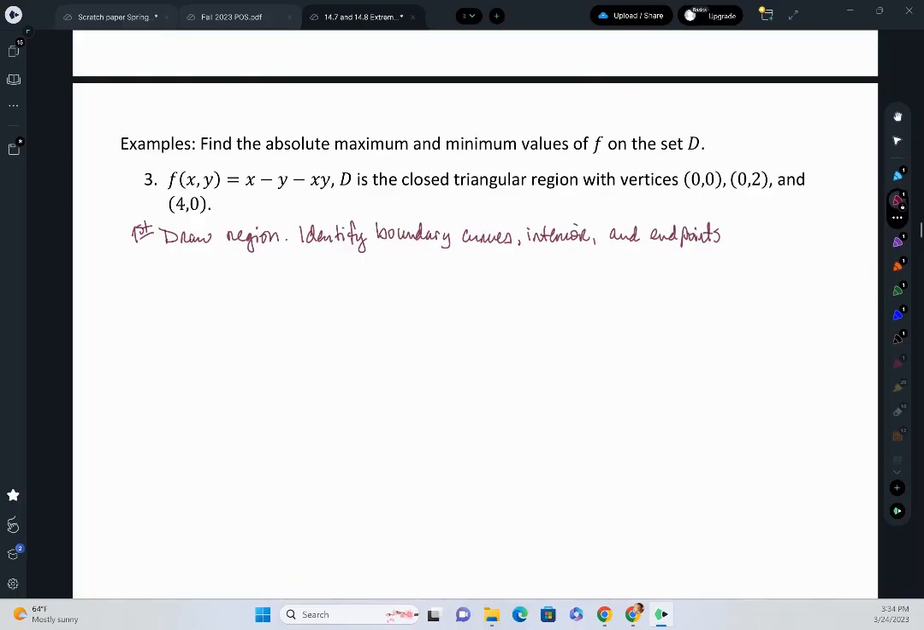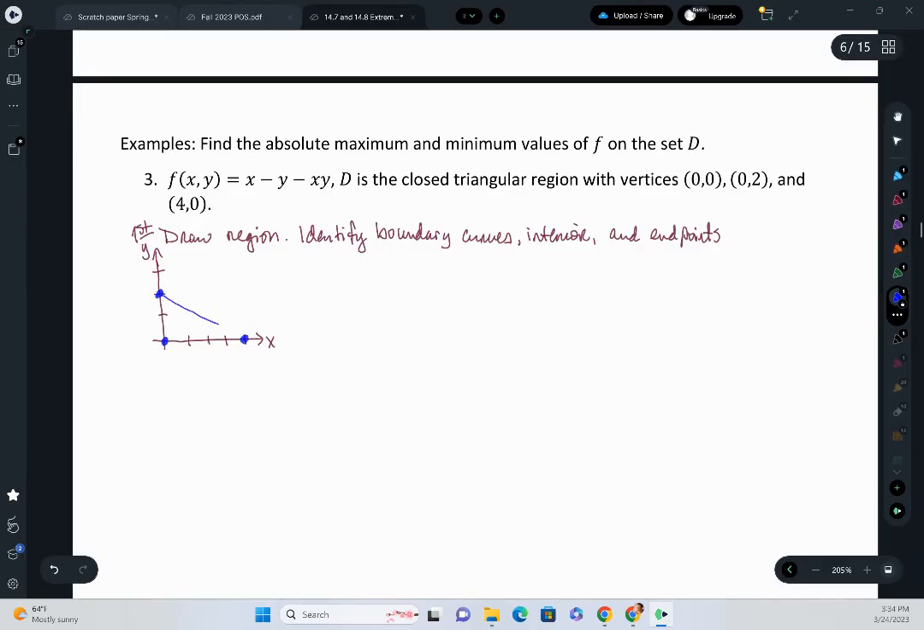To draw this, it looks like these three points are forming a triangle, and they're going to be in the first quadrant. I hesitated because I couldn't get the word octant out of my head. We're in quadrants right here, so this is x and y, and it looks like we need to go out by 4 and up by 2. I have a point at (0, 0), a point at (0, 2), and a point at (4, 0). Now I'm going to connect my dots, and this forms my triangle.